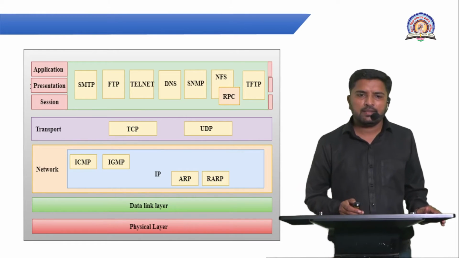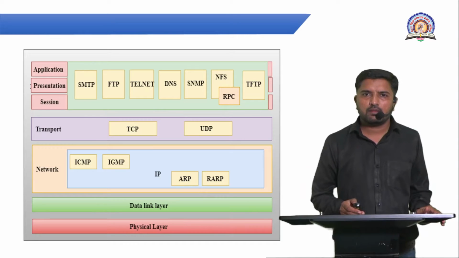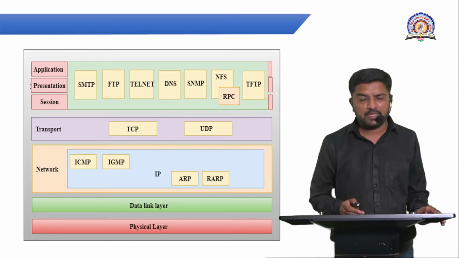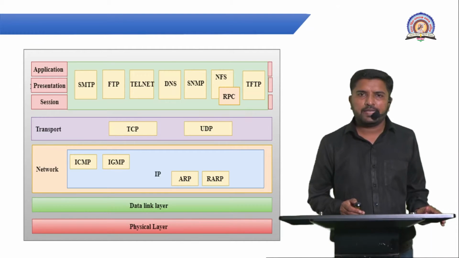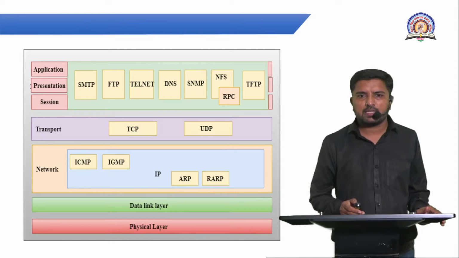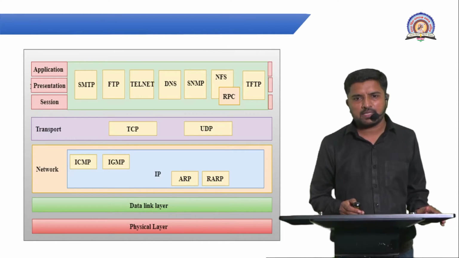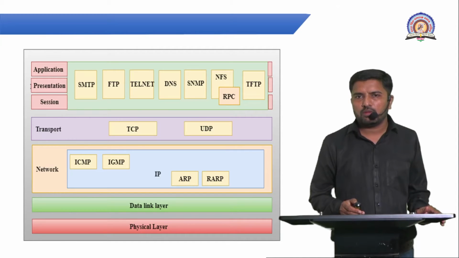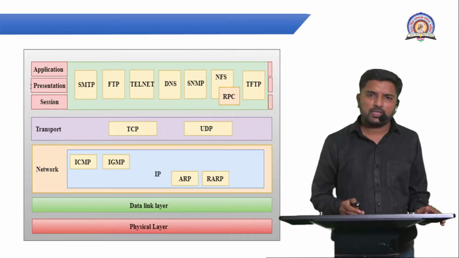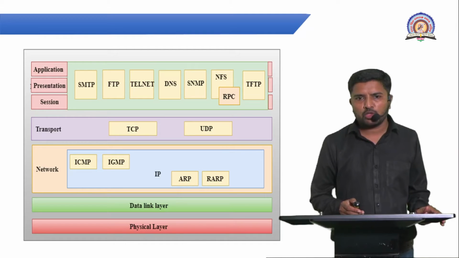You can see here in this diagram, the first layer of the TCP/IP model is the physical layer. After that, we have the data link layer. After data link, we have the network layer. The network layer contains protocols such as IP, then ICMP, IGMP, ARP, as well as RARP. Now, I will give just one example for these protocols: Internet Protocol, as IP.